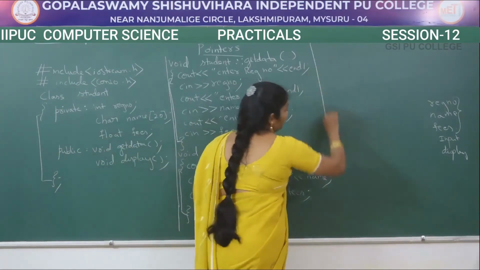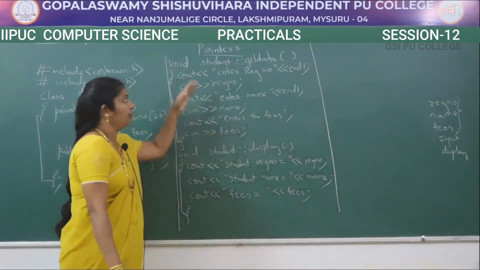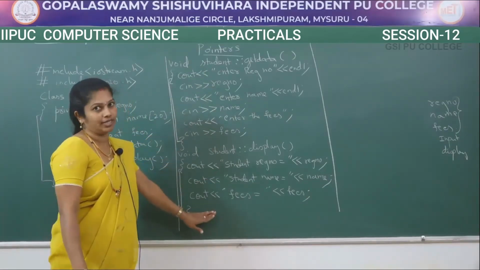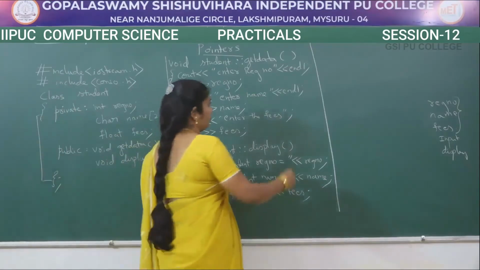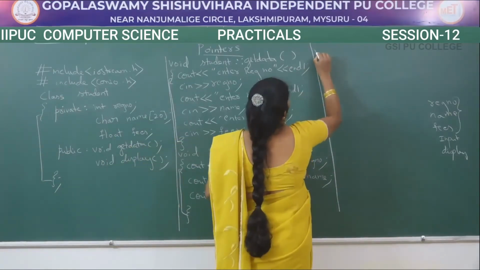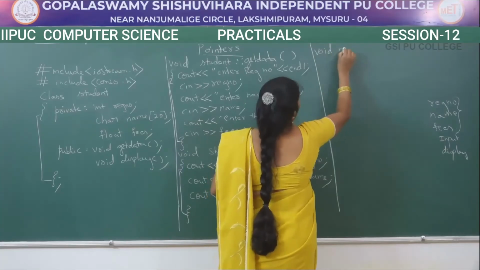Now is it clear for all of you? We are inputting all the three values. Here we are displaying all the three values. Now what's the next thing? We have to create the main program. How to create the main program? That is void main.